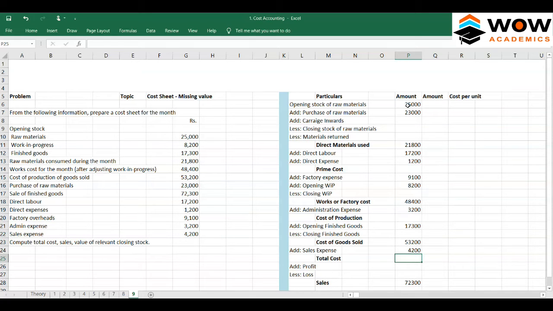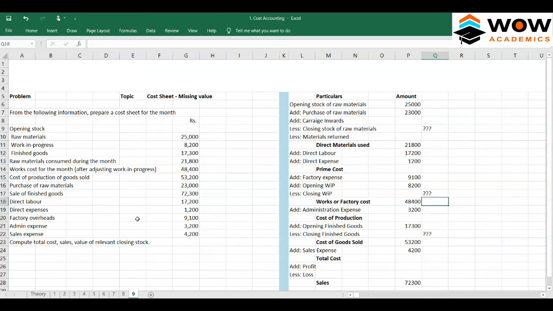So there are certain missing numbers, okay, and we have to find out the cost value and the sales value. Sales value is already given, so we can find out the profit as well as the total cost. Okay, so we'll start. See, the relevant closing stocks are what is missing here. For example, this closing stock is missing, and this closing stock might be missing, this might be missing. Okay, we have to find them.